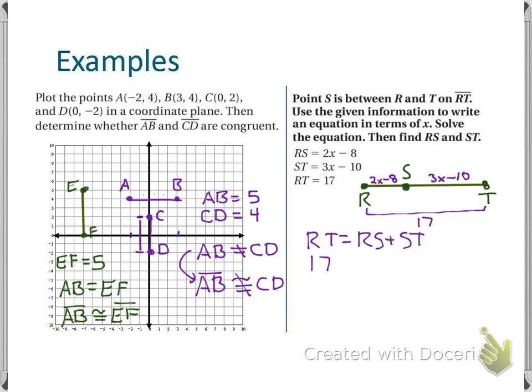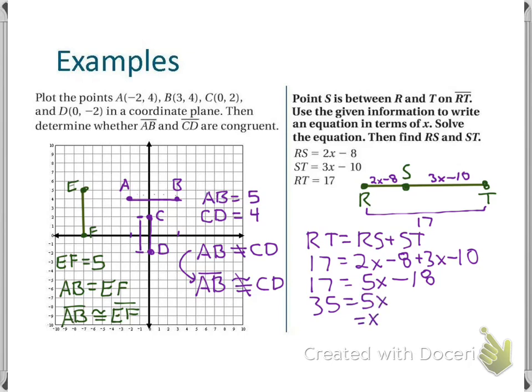RT is 17, which equals 2x minus 8 plus 3x minus 10. We get 5x minus 18 on the right side. We add 18 to both sides and we get 35 equals 5x. So x is 7. Now we have to solve for each part. RS is 2x minus 8. We plug in the 7. And it looks like 14 minus 8, which is 6 units.